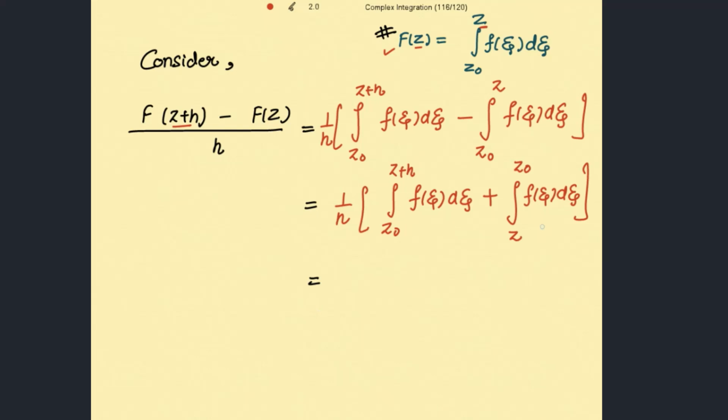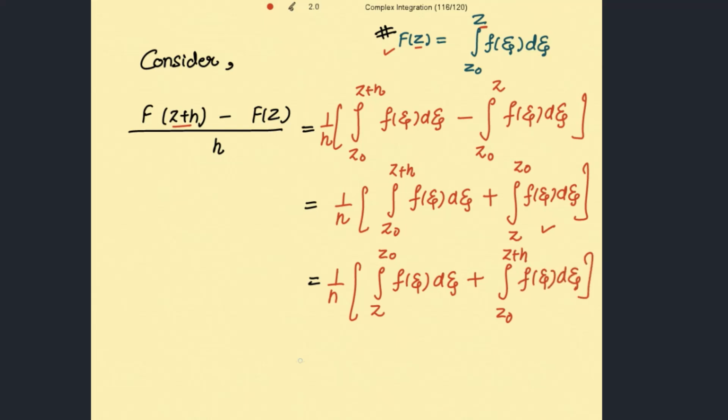Now in the next step, writing this integral first. So this is 1 over h times the integral from z to z0 of f(ξ) dξ plus the integral from z0 to z plus h. I need to merge these integrals together. So the integral from z to z0 and then from z0 to z plus h becomes, by merging these together, the integral from z to z plus h of f(ξ) dξ, right?